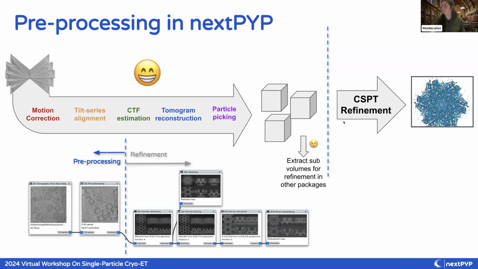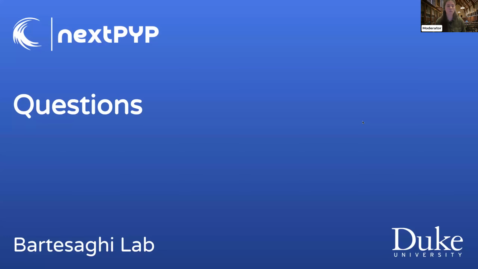However, if you are just a die-hard fan of subvolume averaging and you want to go do that somewhere else and make us sad, we do have a feature where you can extract your subvolumes for refinement in other packages. So we do allow that if you do want to go do SVA elsewhere. We don't support it in nextPYP as it is more computationally expensive than our 2D projection refinement, but you'll hear more about refinement in the next session, and we will start to take questions now.